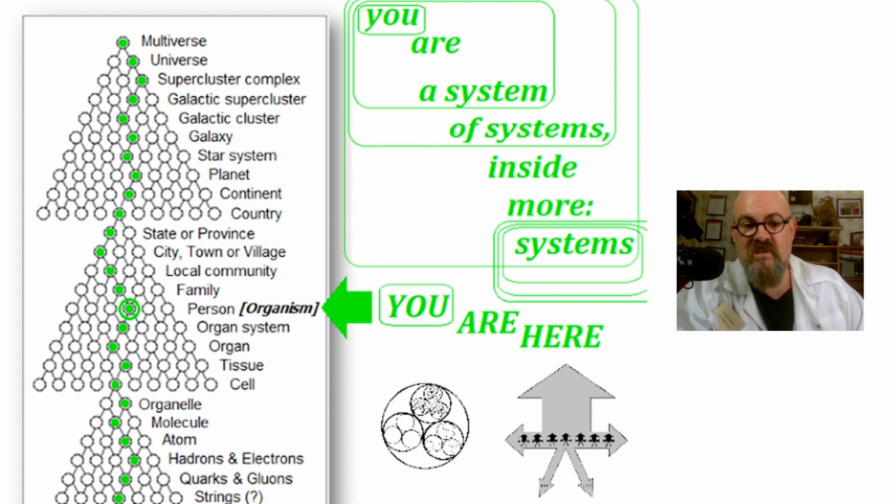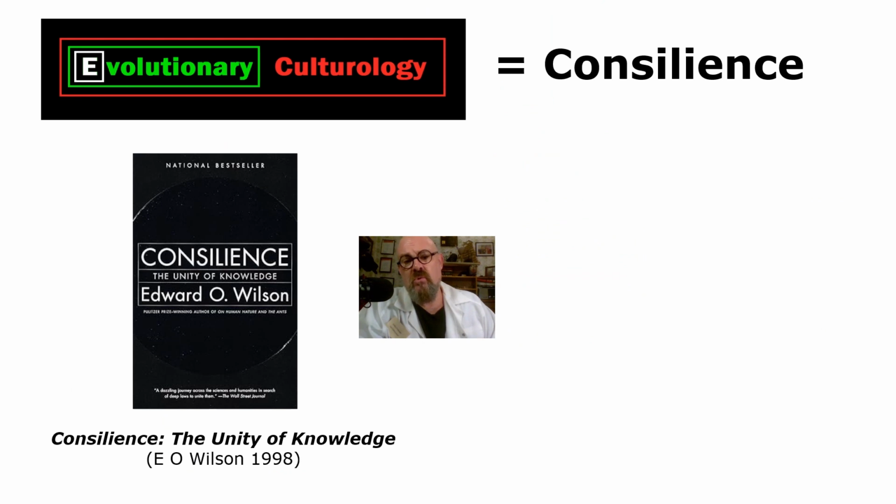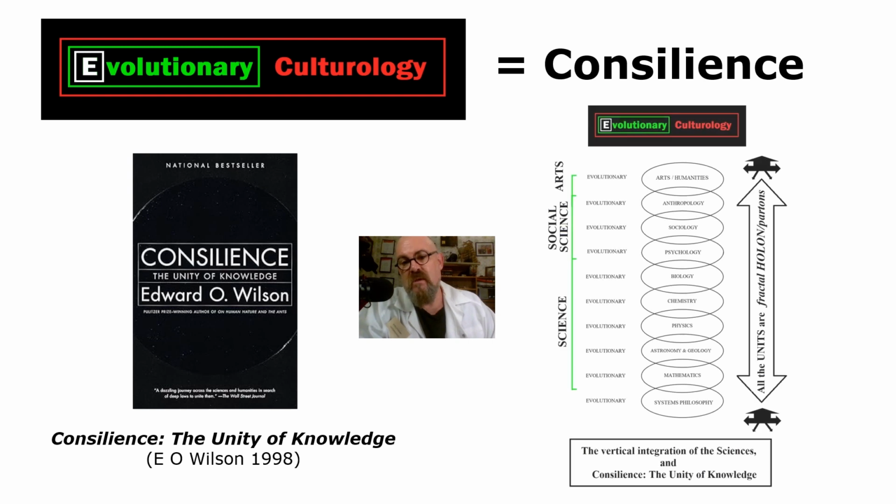We can see the units and scale levels there: atoms, molecules, cells, organs, people, families, cities, countries, planets, galaxies, universe, multiverse. EvCult is also a solution to consilience, the unity of knowledge. See the book by Ed Wilson, 1998, for more on that. Here's why: it creates the vertical integration of the sciences and all knowledge, and it unifies science, the social sciences and the arts under one scientific framework.